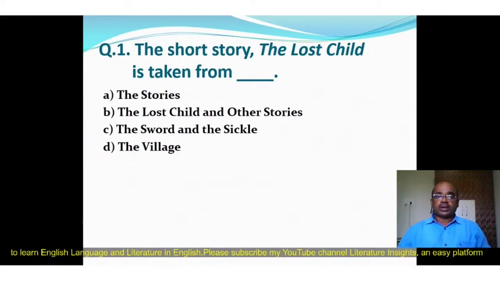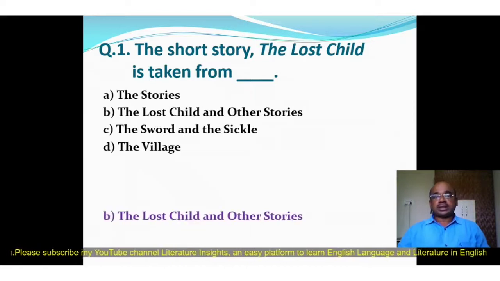Question number 1. The short story The Lost Child is taken from blank. Four options are here: A. The stories, B. The Lost Child and other stories, C. The sword and the sickle, D. The village. The correct answer of this question is B. The Lost Child and other stories. The short story The Lost Child is taken from The Lost Child and other stories.